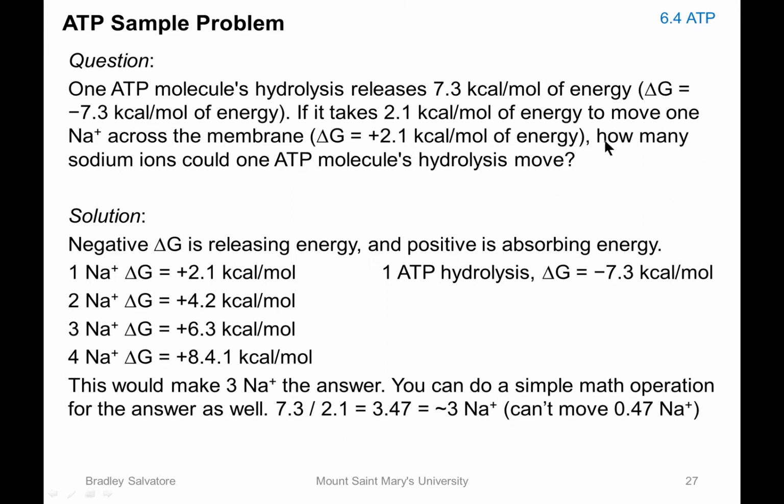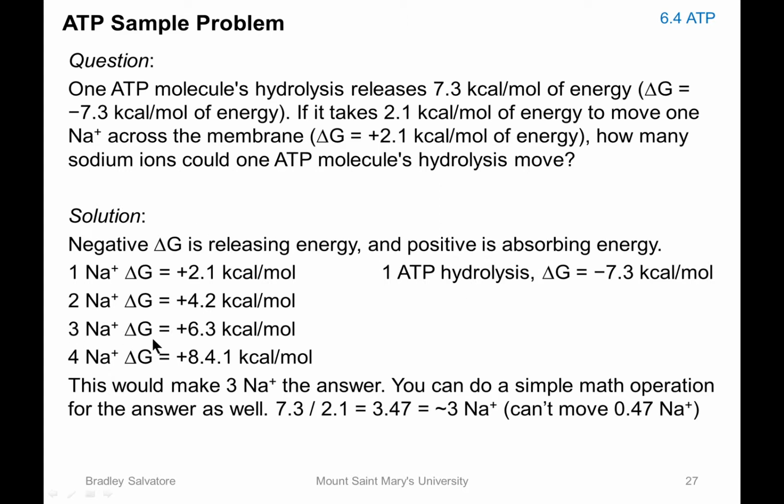So how many sodium ions can you shuttle across the membrane? You can simply count them. One molecule requires 2.1, two molecules will require 4.2, and so on and so forth. You go all the way to 4, 8.4. At this point, it is higher than your 7.3 of released energy. So you can safely conclude that you will be able to transport 3 whole Na across the membrane.